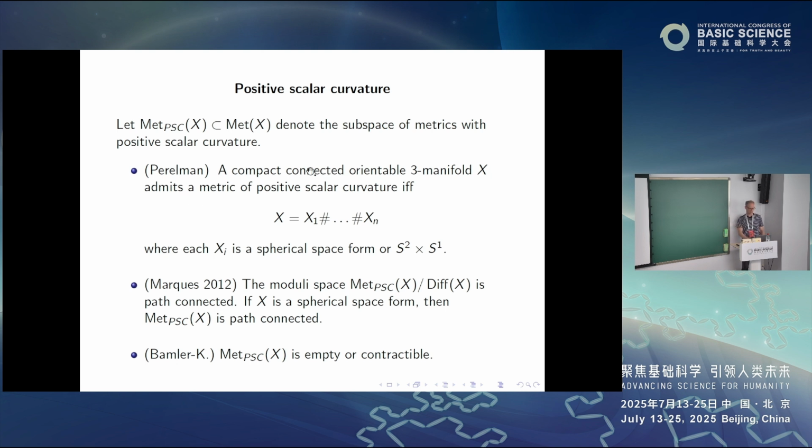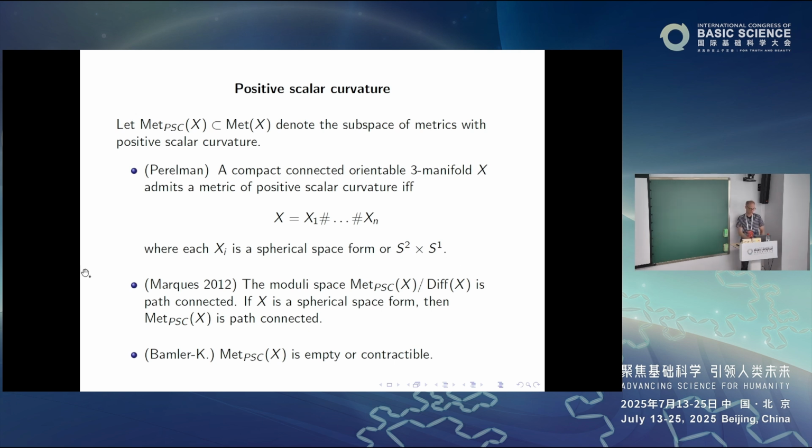If you have a compact 3-manifold, it has a metric of positive scalar curvature if and only if it's a connected sum of X_i's, which are either spherical space forms or copies of S^2 × S^1. Okay, so that's the existence.